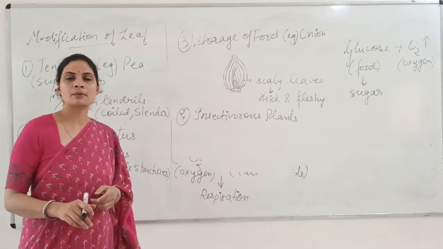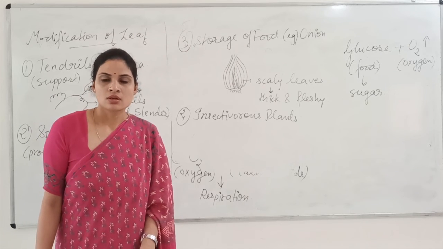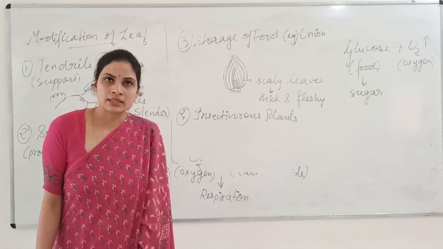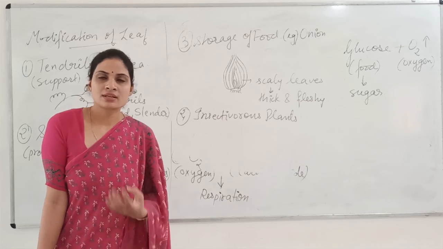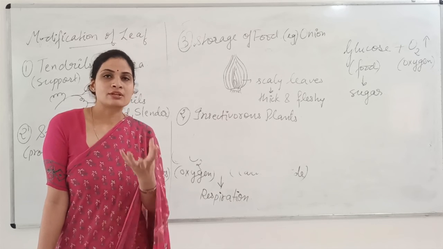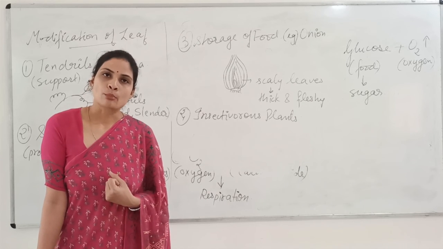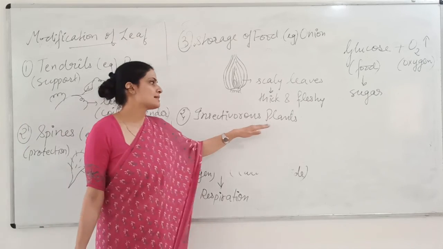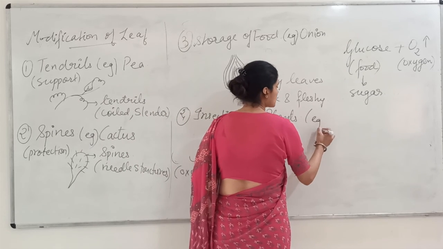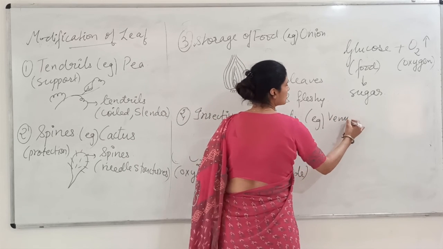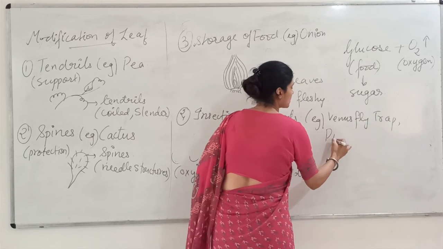So there are some plants which grow in areas where the soil lacks nitrogen. So to fulfill their nitrogen needs, the leaves get modified into various structures by which they trap insects and utilize the nitrogen present inside their body. So such plants are called insectivorous plants. For example, here I am taking two plants, Venus flytrap and pitcher plant.